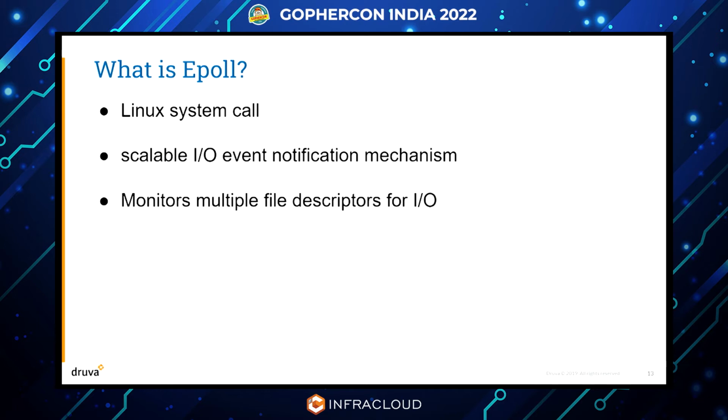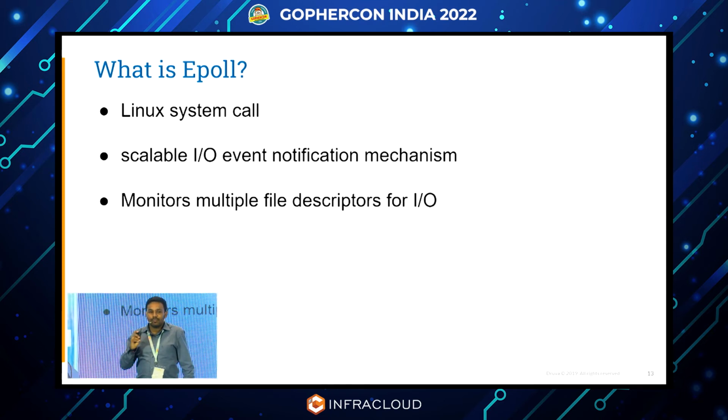So how many of you know what Epoll is? Okay, quite a few. Epoll is a kernel system call which provides a scalable I/O event notification mechanism. What Epoll does is it monitors multiple file descriptors, and whenever there is any I/O available on a file descriptor which it's monitoring, it raises a notification or invokes a callback.